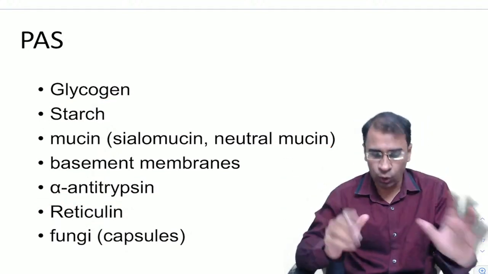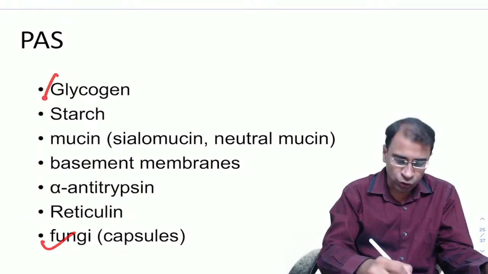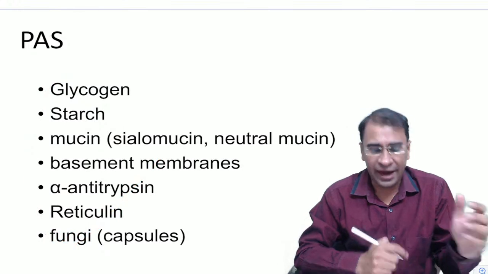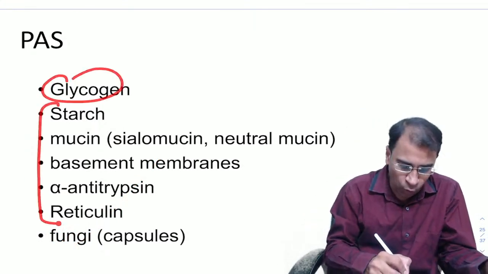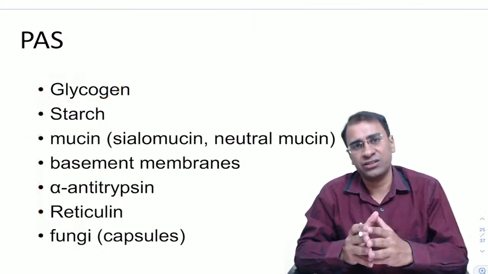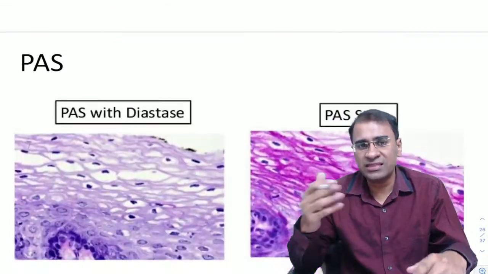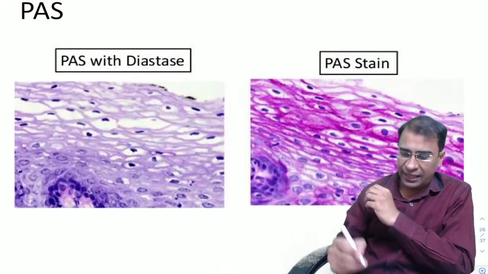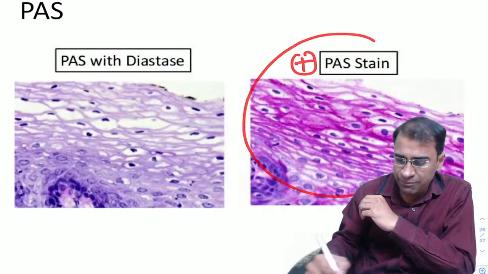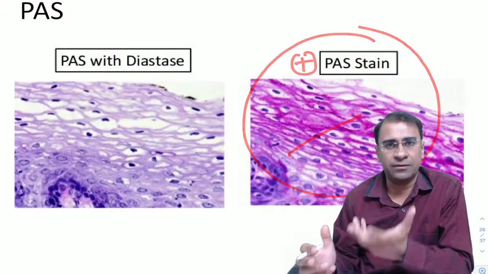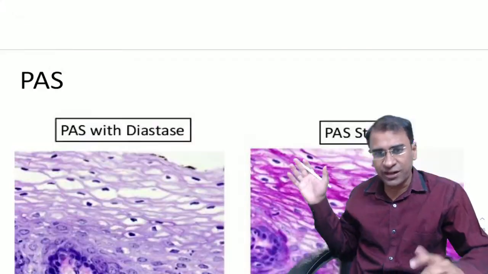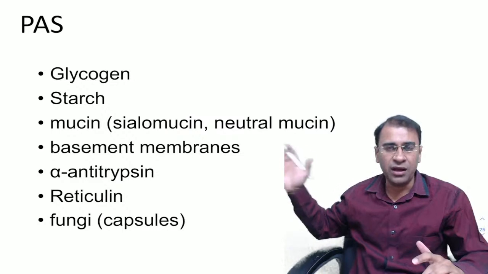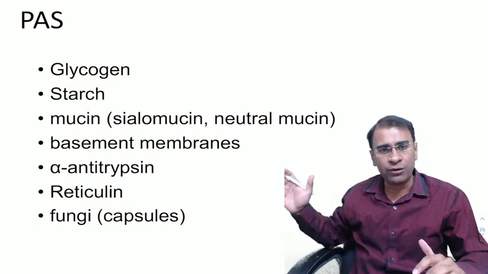So, until now, I've talked about the fungi here, and let's talk about now all these structures. PAS, periodic acid Schiff, often stains glycogen and all the structures here. But how to differentiate the structures? We often use an enzyme called diastase. So often what we do, we first stain a structure with PAS and the PAS stains positive. Now when we get PAS positive, the structure can be anything. Anything means the structure can be glycogen, starch, mucin, basement membrane, alpha-1 antitrypsin, reticulin and fungi.